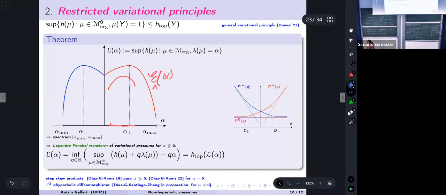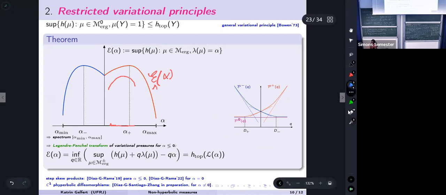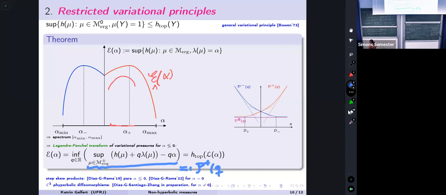So let me just point out that the way of obtaining this figure is on the right hand side. I have drawn some pressure functions which can also be seen from this figure. So this would be the function p plus of q in this figure. So you look at the Legendre transform of certain variational pressures for measures with negative exponent and positive exponent respectively.